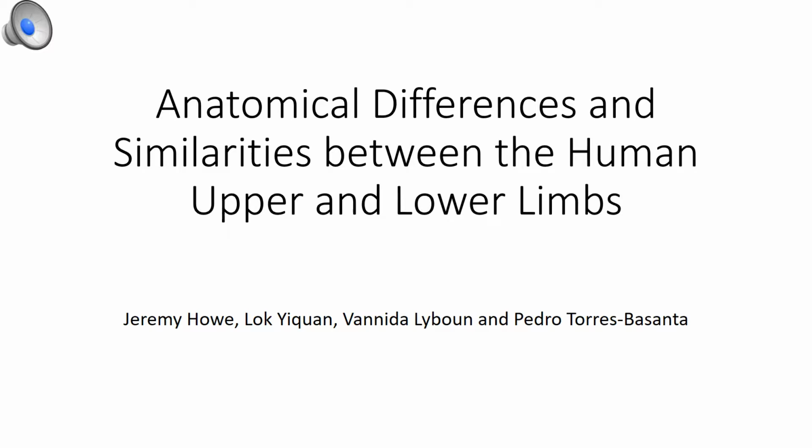In this presentation, I will explain the anatomical differences and similarities between the human upper and lower limbs. I will start with a little overview of all these groups of limbs, and then I will go on to the histological, anatomical, and motional similarities and differences between these two groups of limbs.